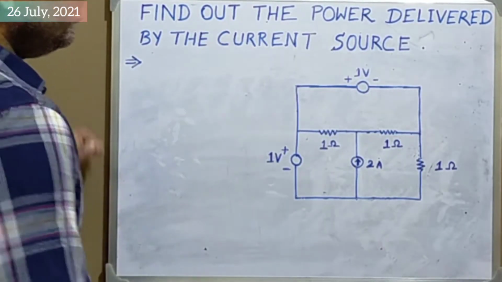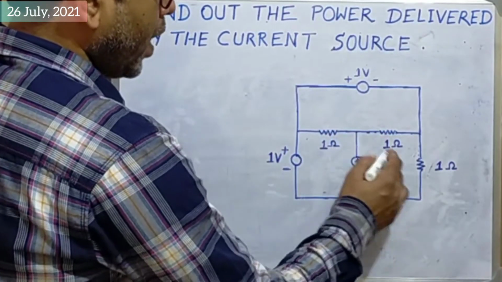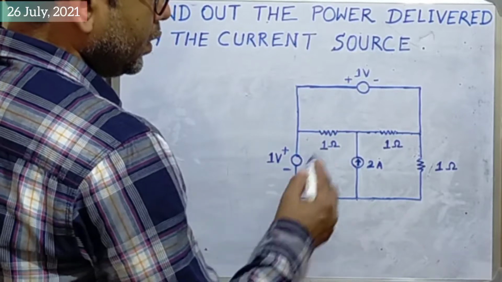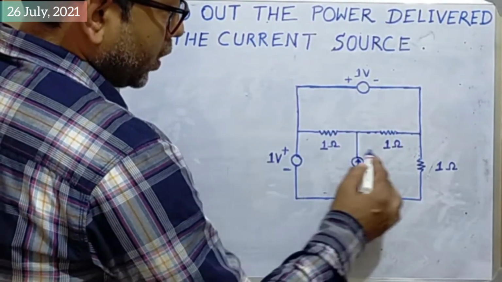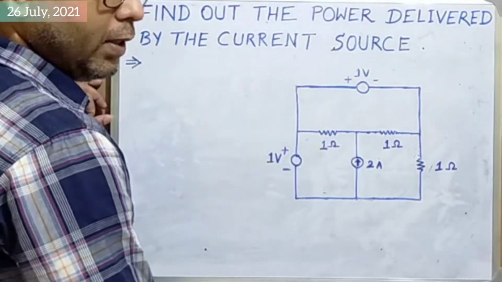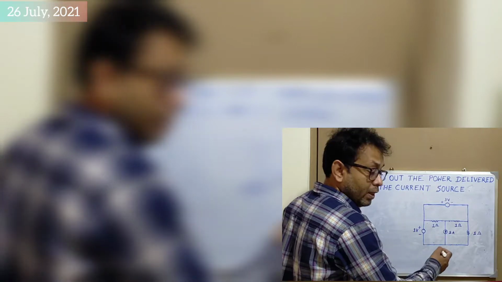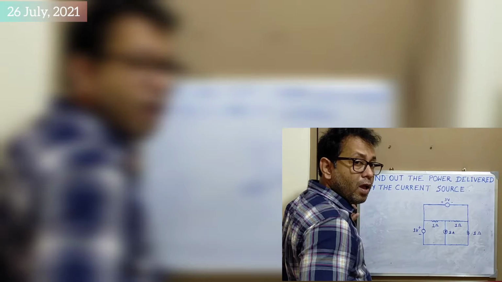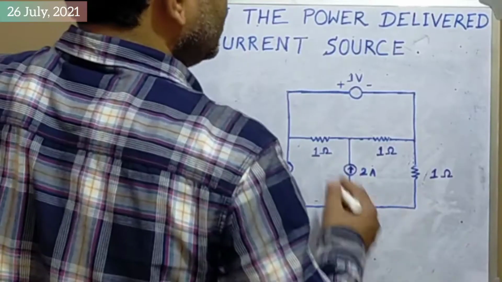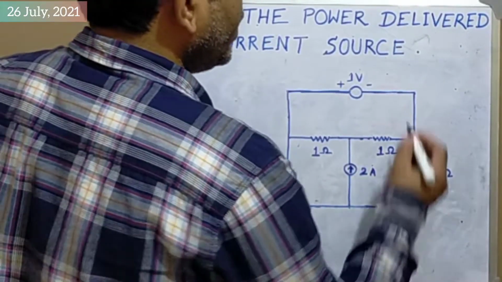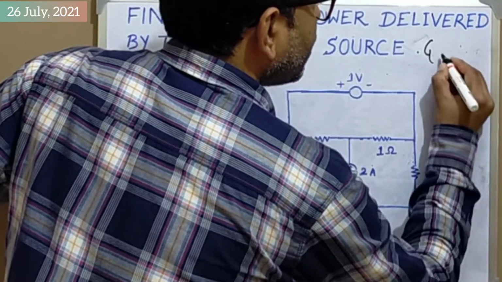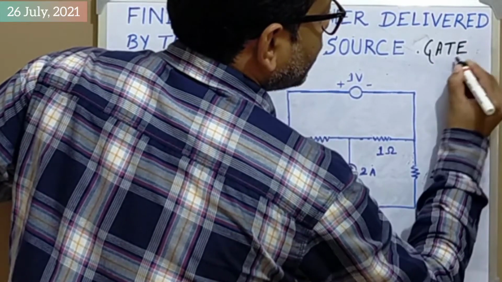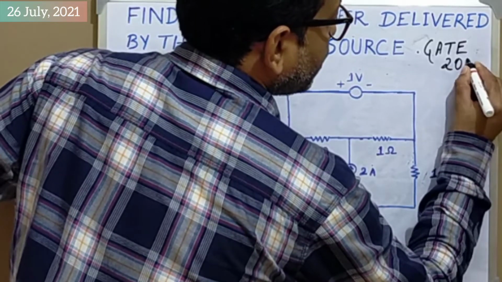This problem can be solved by using KVL also because three loops are there. This one, and this one. Three loops are there. So by using KVL, we can also solve this problem, but it will take huge time. This is the problem related with GATE 2014.